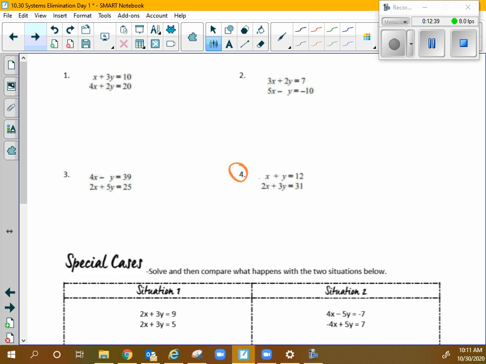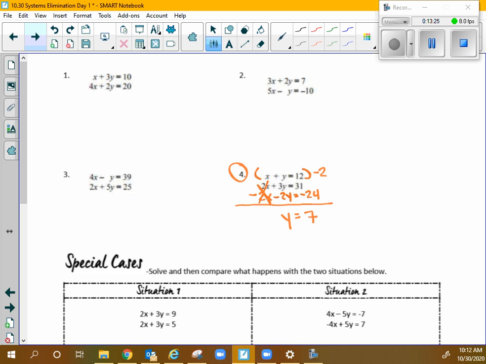This is another scenario where it does not matter which variable you're going to cancel. Which one? Okay, I heard x first. If I want to cancel out negative 2, which one? Top. So I've got negative 2x minus 2y equals negative 24. So let's add. 2x and negative 2x, gone. 3y and negative 2y, y. 31 and negative 24, 7. Very good. So y equals 7.